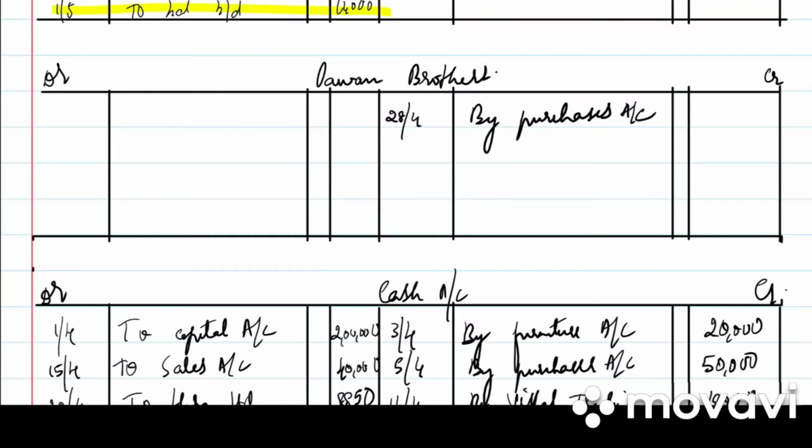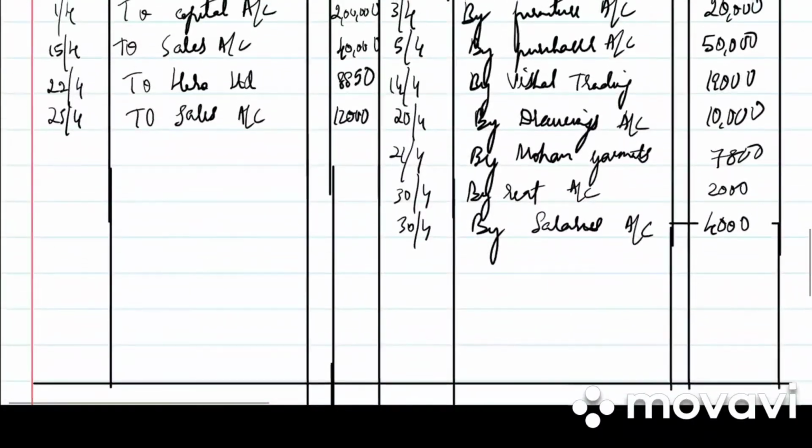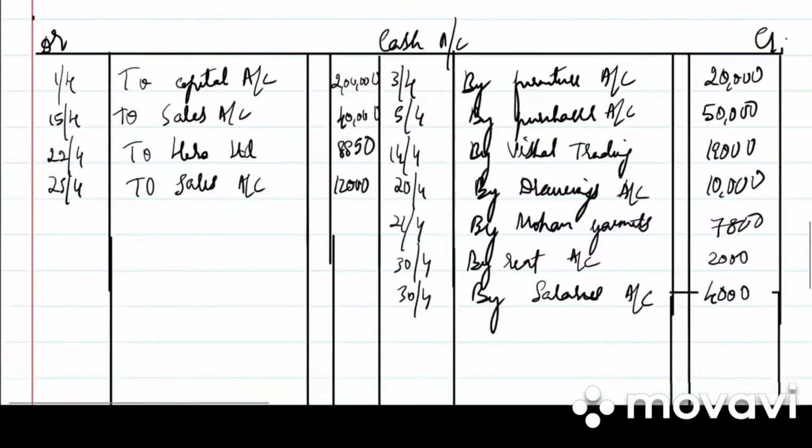Pawan Brothers, purchases is 24,000. So the total will be 24,000. 30th April to balance carried down 24,000. 1st May by balance brought down 24,000. This is how we would be balancing all the accounts.